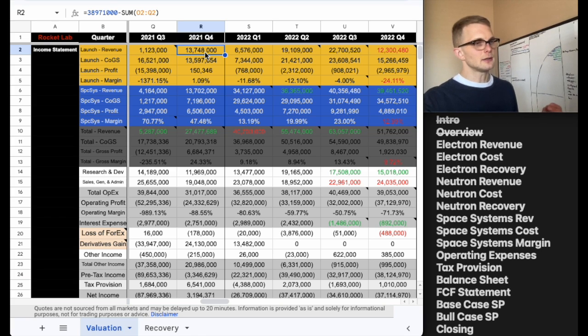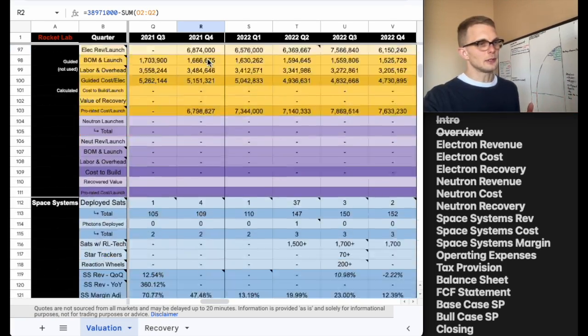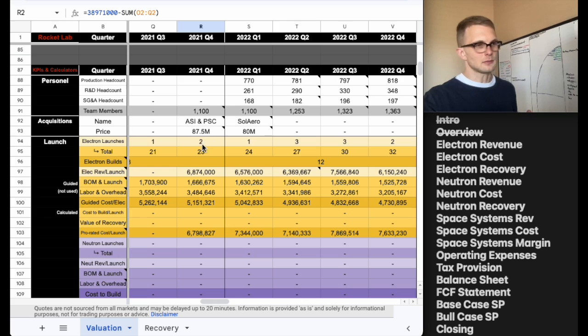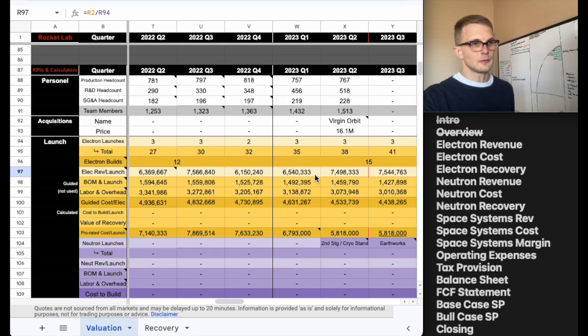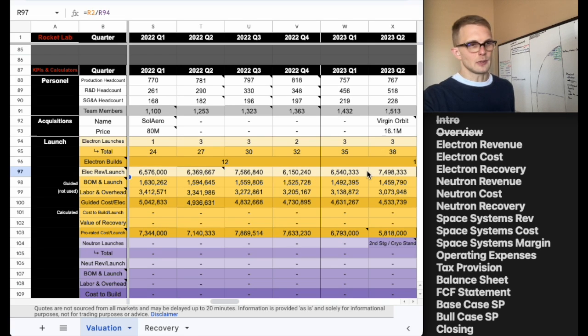So you'll be able to see here how the different sections of the model are interacting. What we do is we take the launch revenue and divide it by the number of launches in this particular quarter, being 2. And ultimately, we're going to land at the Electron revenue per launch in that particular quarter. As you can see, we've done that for each of the quarters that the data has been publicly available for, ultimately landing us at about 7.5 million average per launch currently.